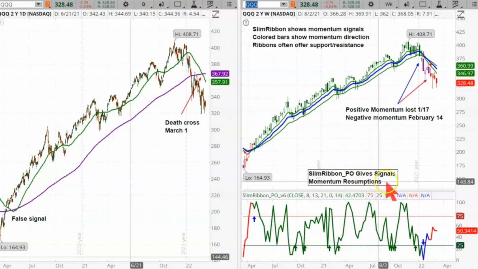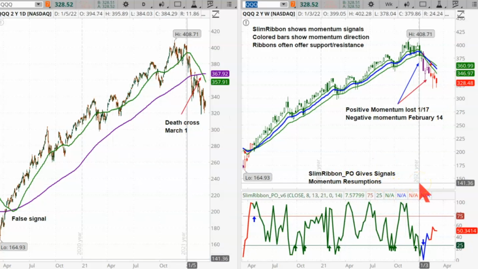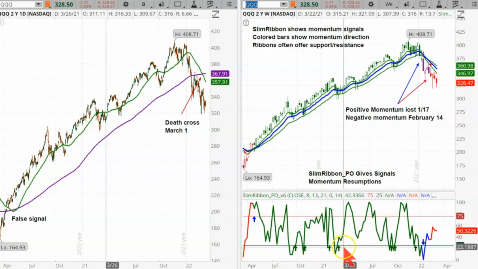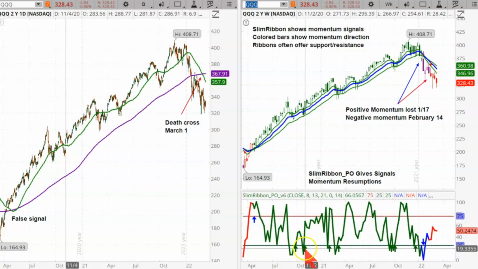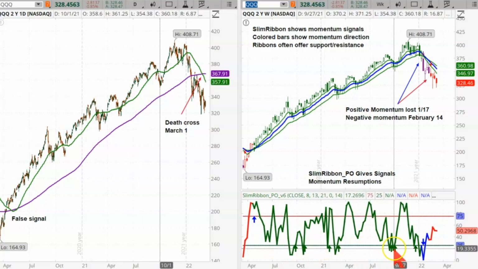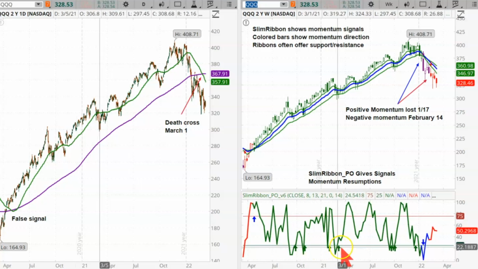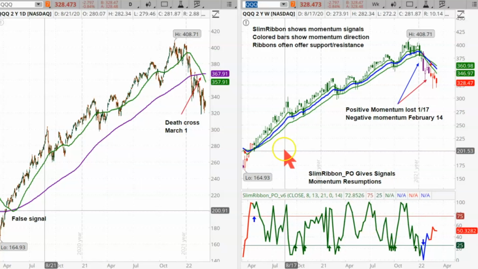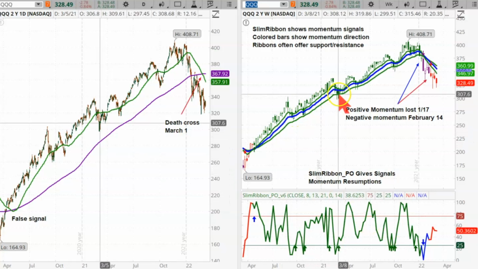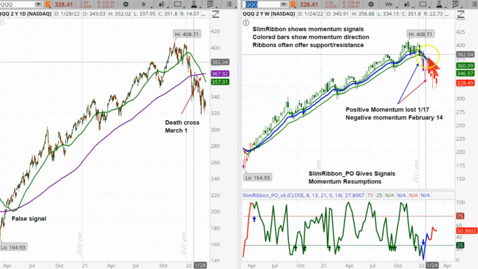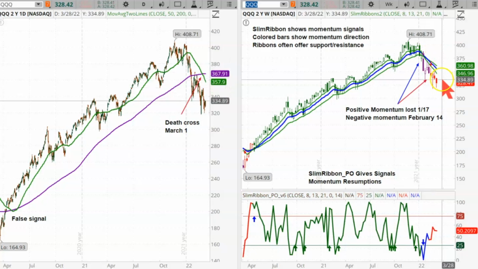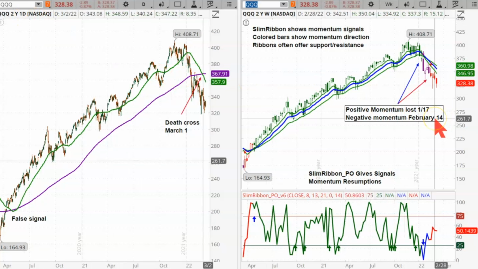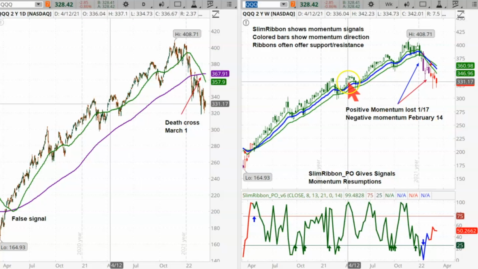So on the bottom is the slim ribbon PO, which is a signal indicator for the slim ribbon. And you can see that it gives you continued signals in there of momentum and momentum resumptions. When it's green with green arrows, it's telling you momentum resumptions, giving you a sense of direction, as you can see. Also, the slim ribbon often is a support area and often is a resistance area, as you can see right in here.